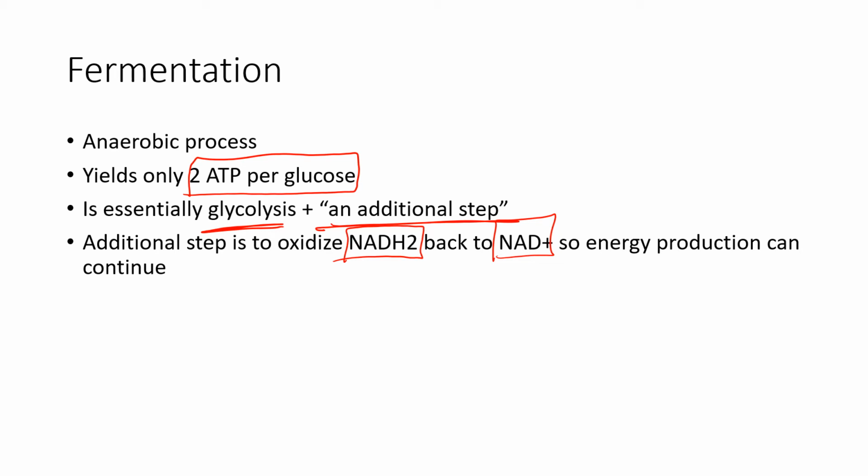So remember I told you at the end of our discussion on the electron transport system that this conversion happens automatically when the NADH2 donate their electrons to the chain. We automatically get this NAD+. But because fermentation is glycolysis, this conversion from NADH2 back to NAD+ does not happen, and so they have constructed an additional step to ensure that that occurs.